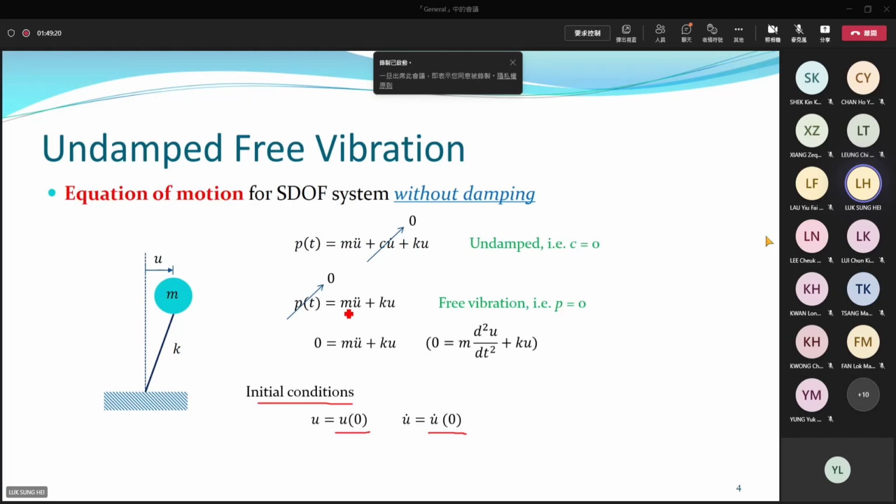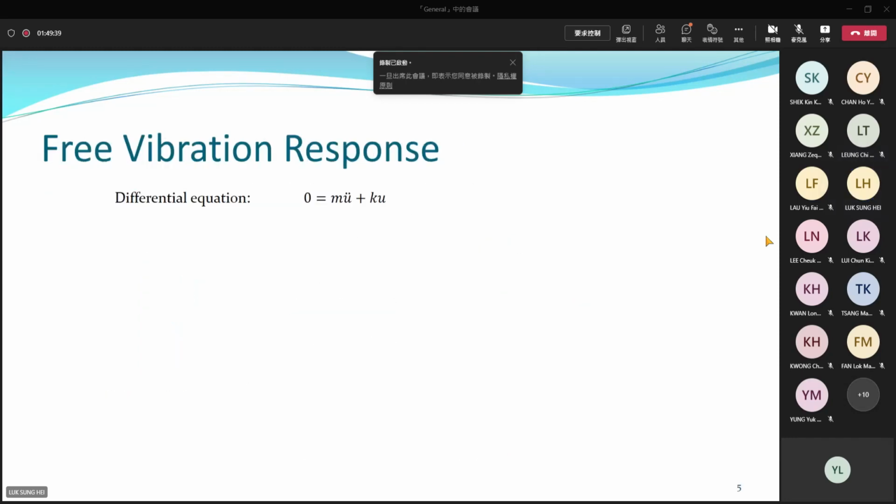Normally, I will not ask you to derive the things. I just ask you to apply the formula. But to complete the story, please let me spend around 1 or 2 minutes and let you know how to solve the equations. We use one very, very simple technique to solve the equations. Solve for the unknown displacement. Differential equation: 0 equals m u double dot plus k u.